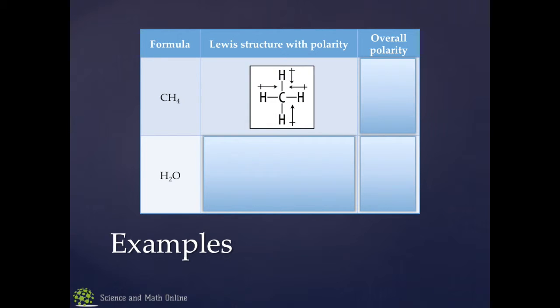So if we do the Lewis dot structure for CH4, carbon tetrahydride, or methane as it's commonly known, remember the polarity of carbon and hydrogen goes from the hydrogen to the carbon. So it goes in like this. But look at this. What are these two arrows going to do?